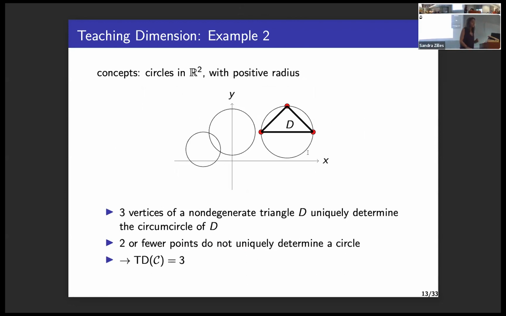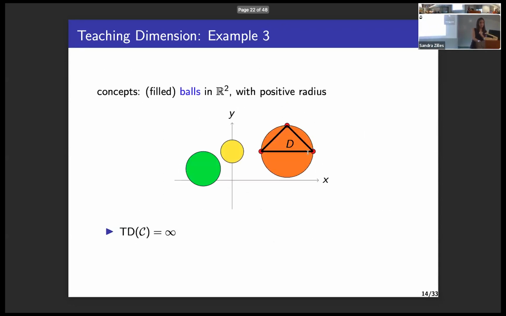Here's another example of how easily things can change. If we look at circles in R2 with positive radius, they have a teaching dimension of 3, because if I take 3 points on the circle, then there is really only one circle that contains those 3 points, right? 2 or fewer points don't do it. We don't have to go through that argument. That's not so hard to see. So the teaching dimension here is 3, okay?